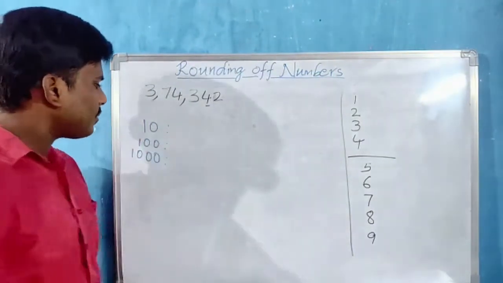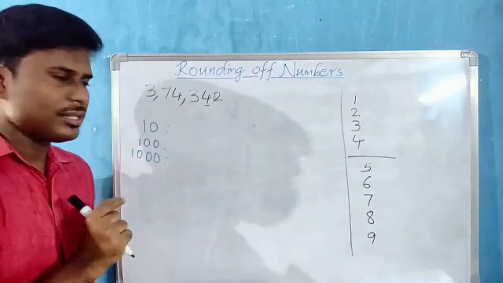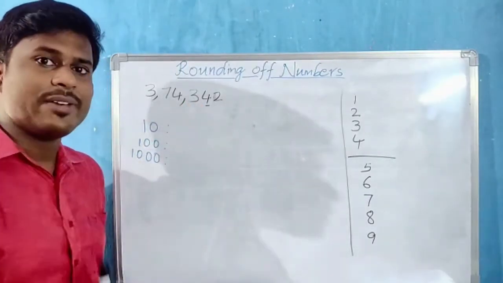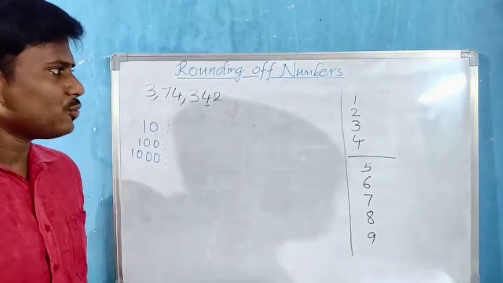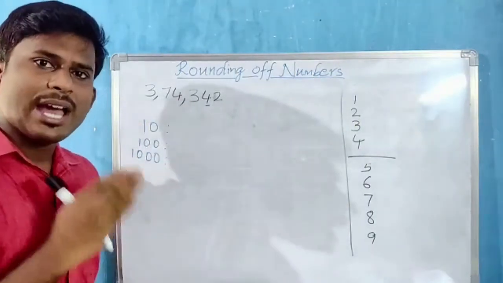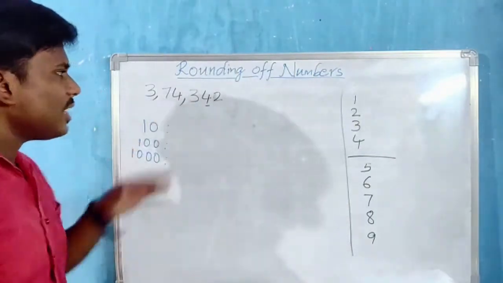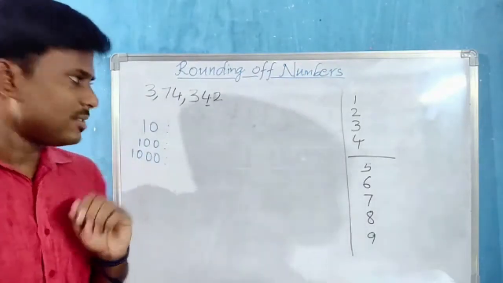So first, tens. Look here. Tens place is the rounding digit. Now towards the right, which digit do we have? We have the number 2. So number 2 means what? In this case, the rounding digit will be as it is, and all the left digits will be as they are, and the right digit you have to place as 0.